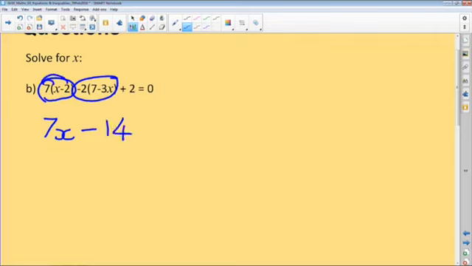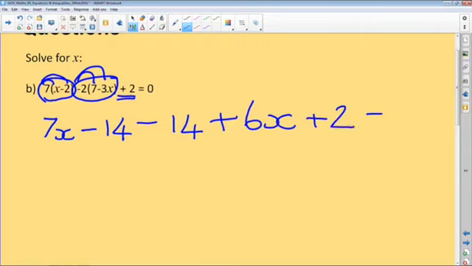Now let's go to this bracket. Negative 2 times 7 gives me negative 14. And negative 2 times negative 3 gives me, and watch out for this, positive 6x. I've still got this plus 2 on the end that I mustn't forget to put in. And look at that. All of our variables have an exponent of 1.